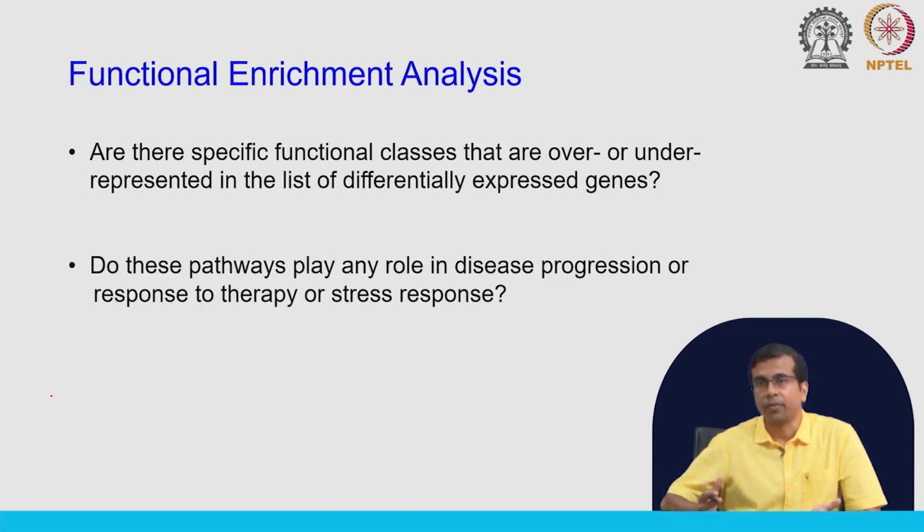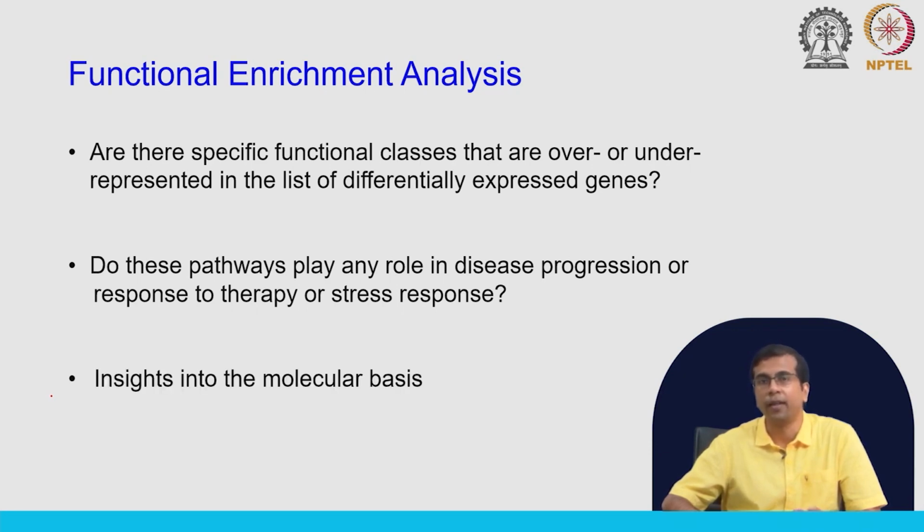And if we are analyzing disease versus healthy samples, this is probably one of the questions that will come to our mind: do these pathways play any role in disease progression or response to a treatment or a drug or a therapy? Maybe these functional classes are generating some sort of resistance to therapy. Or if we are comparing condition 1 versus condition 2, where we are giving some stress to the cells, are these pathways associated with stress response? Are they helping in adaptation of the cells or the organism to that stress condition?